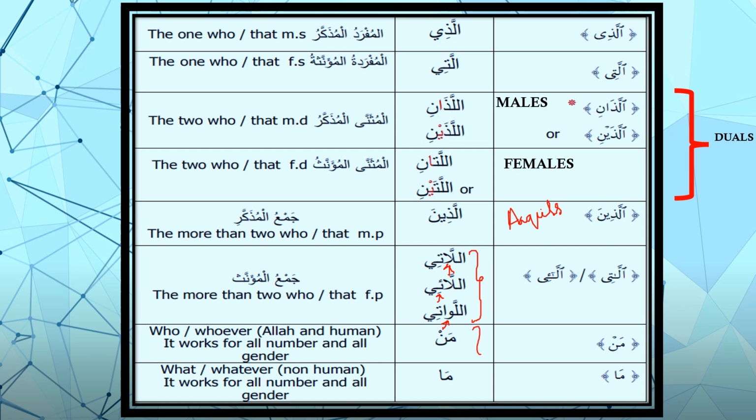And the last of all, we have two ism mausool, that is man and ma. Some of you may have questioned that these are questioning tools. Yes, they are questioning tools, but they sometimes have different roles to play. So here we will study them as ism mausool, but the meaning is the same. Who? I mean, who and what? The meanings are the same, but it's working differently here, known as ism mausool. It's no longer working as a questioning tool.